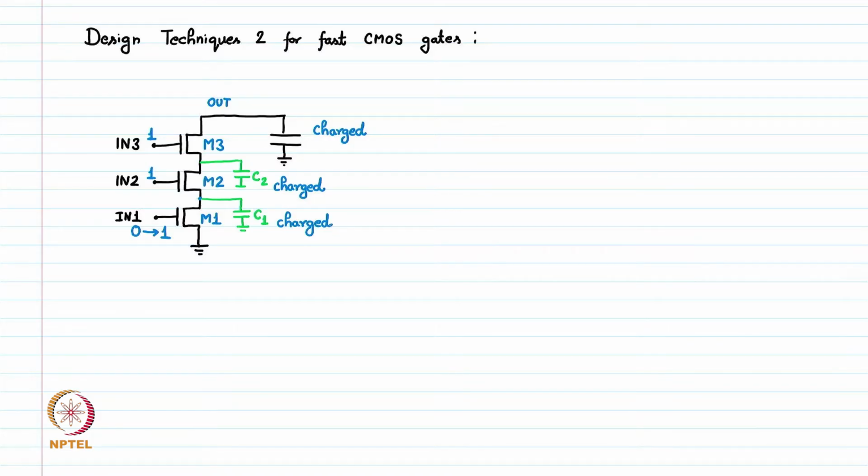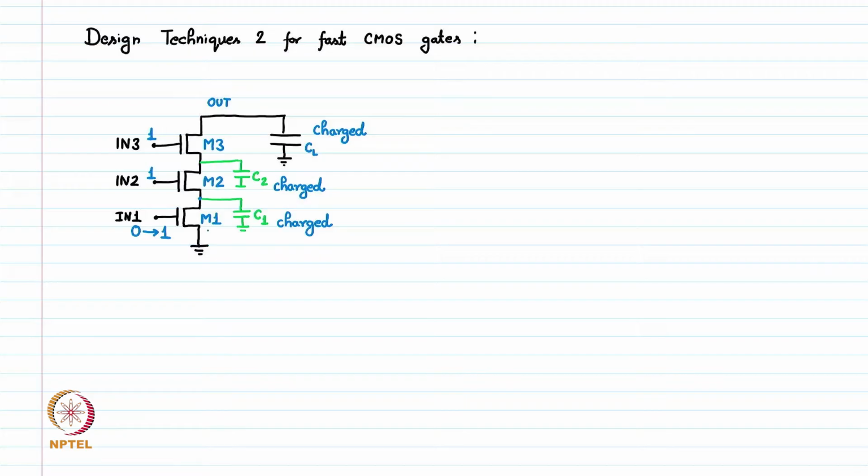So this is the initial condition where we have this CL which is charged, and C1 and C2, they are also charged at time t equal to 0. Now this input 1 is changing its state from low to high. It means this M1 is now going to turn on. As soon as this M1 will turn on, the output node will be pulled down to 0 because M2 and M3 are already on. So if M1 turns on, this output node out should be pulled down to ground.